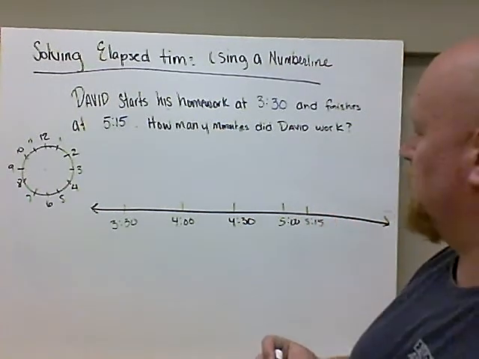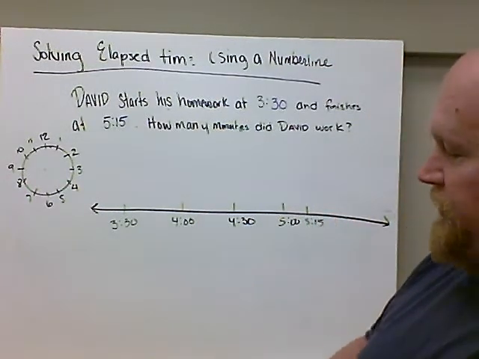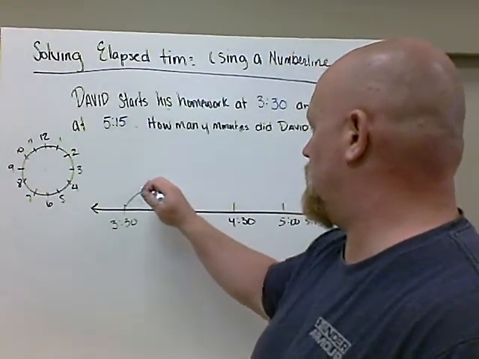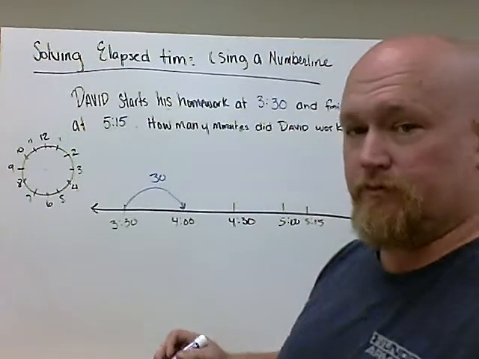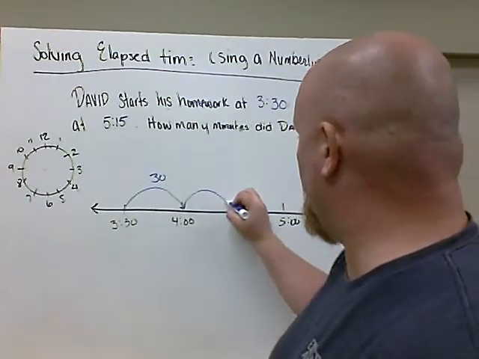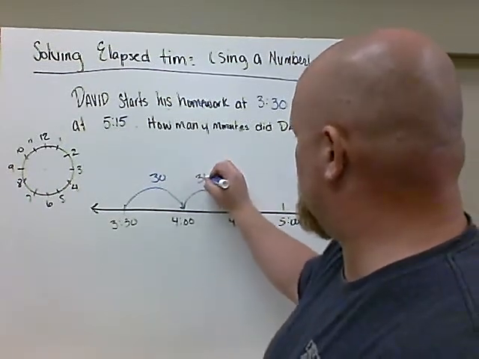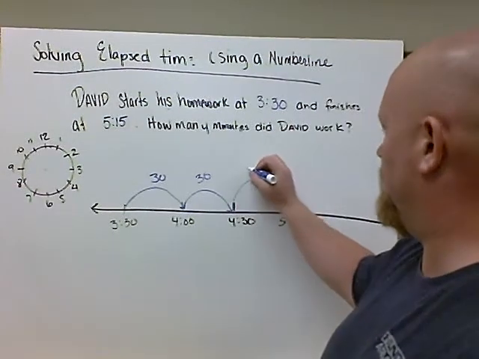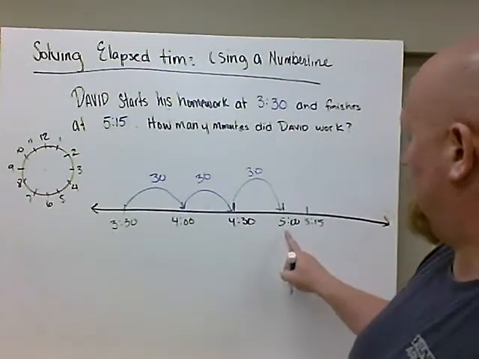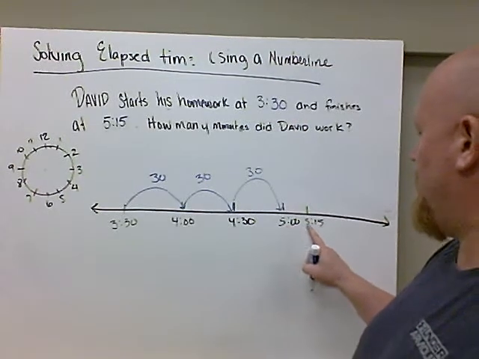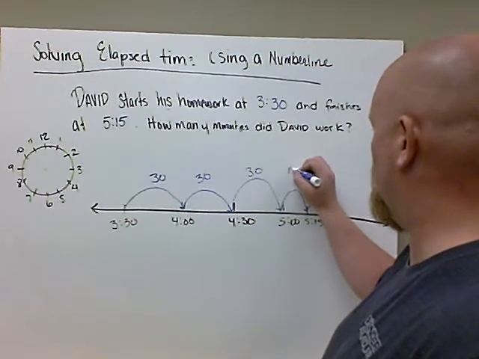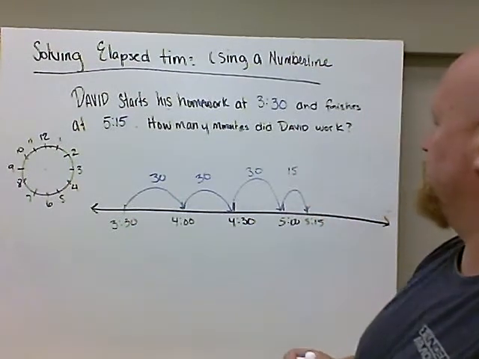Great. So I know that a 30-minute jump from 3 to 4 o'clock is 30 minutes. I know I can do that again to get to 4:30. I know that I can do that one more time to get to 5 o'clock. And then from 5 to 5:15, that's just a smaller 15-minute hop.